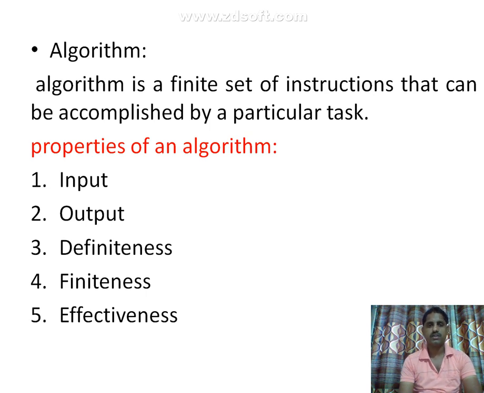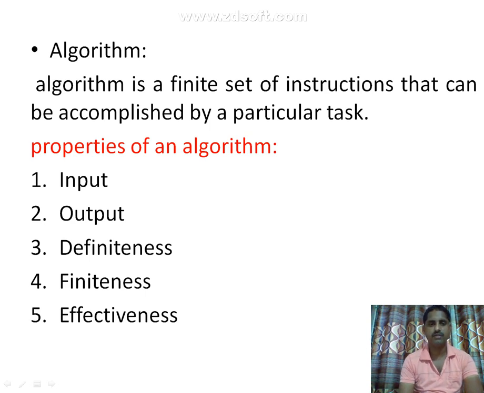And what are the properties of an algorithm? There are 5 properties. The first one is input, the second one is output, the third one is definiteness, the fourth one is finiteness, and the fifth one is effectiveness. These are the 5 properties of an algorithm.